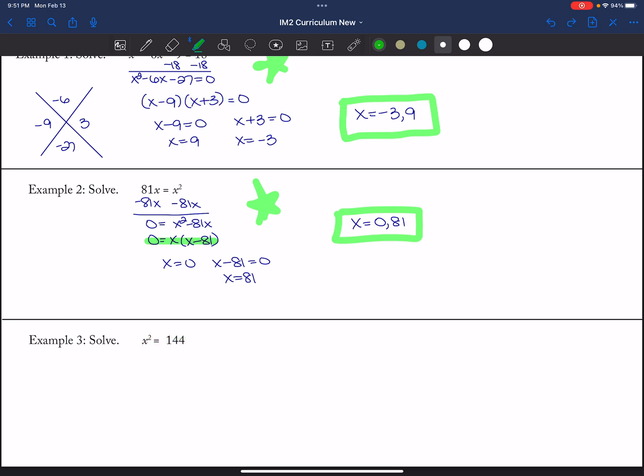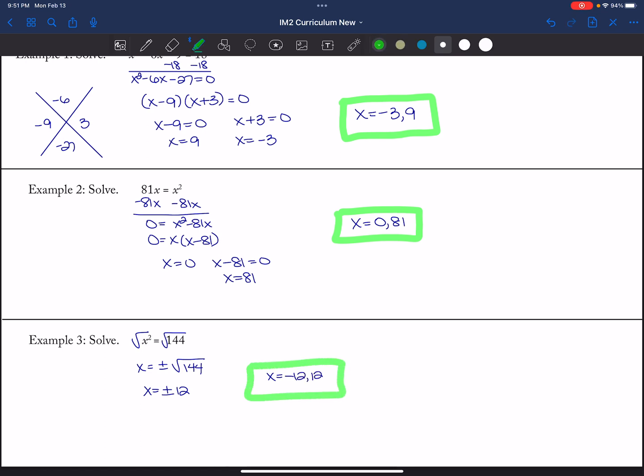So there's no two sets of parentheses necessarily. So what I can do is I can square root both sides of the equation. Okay, and then I get x is equal to plus or minus the square root of 144. Anytime you take the square root of both sides, you get plus or minus. The square root of 144 is 12, so you get plus or minus 12. So x is equal to positive 12 or negative 12. I'll write negative 12 first.